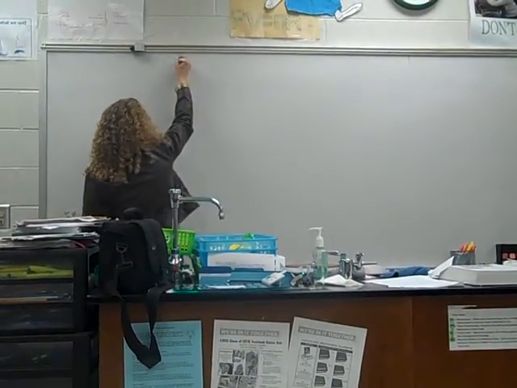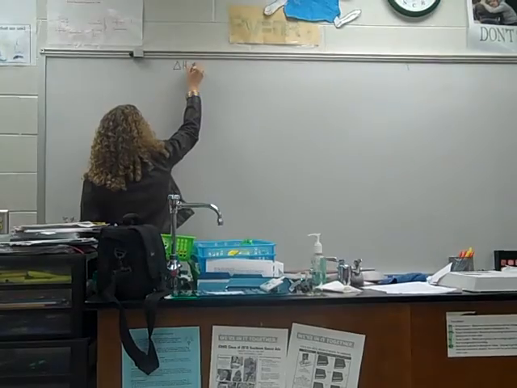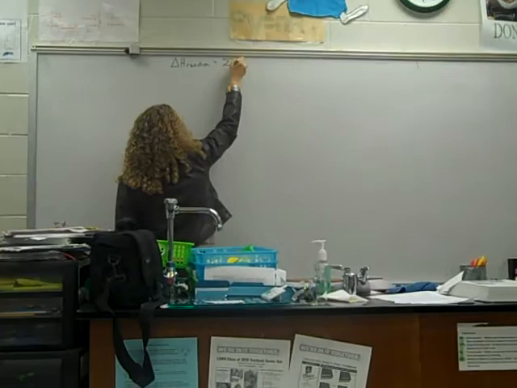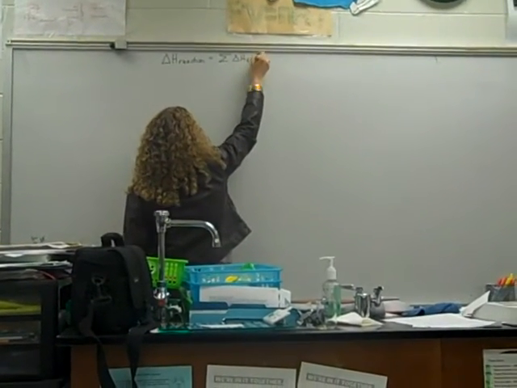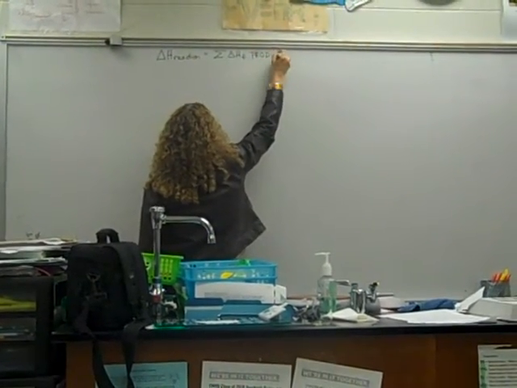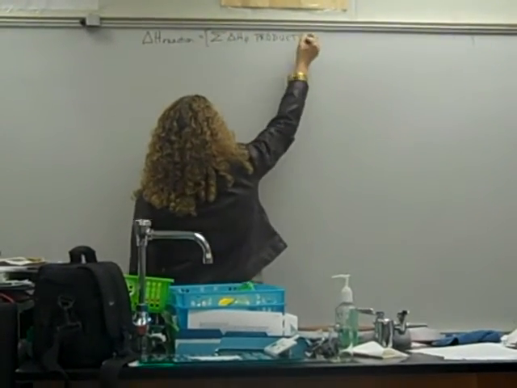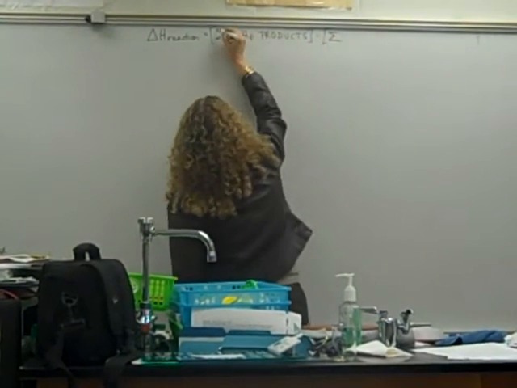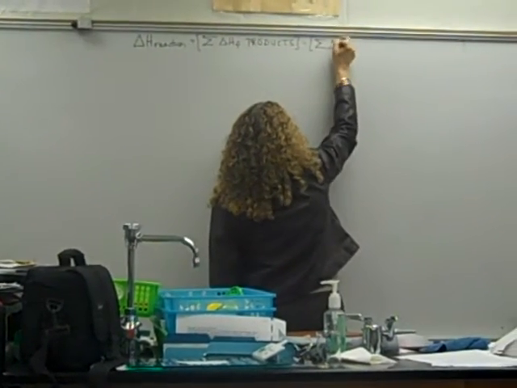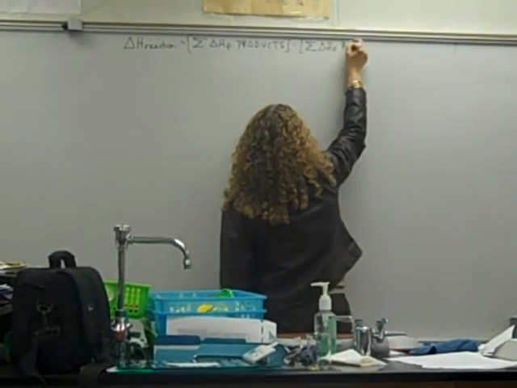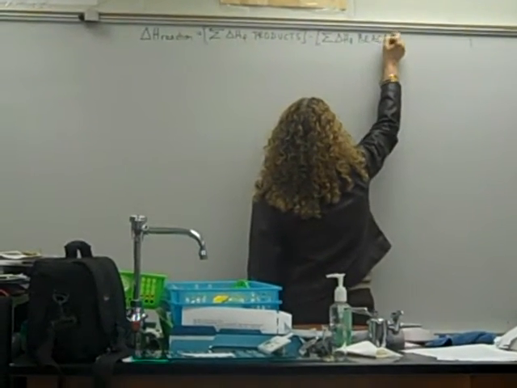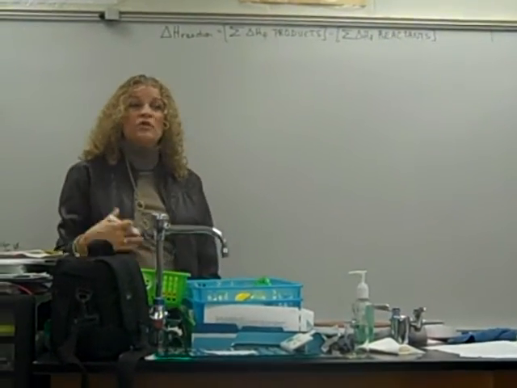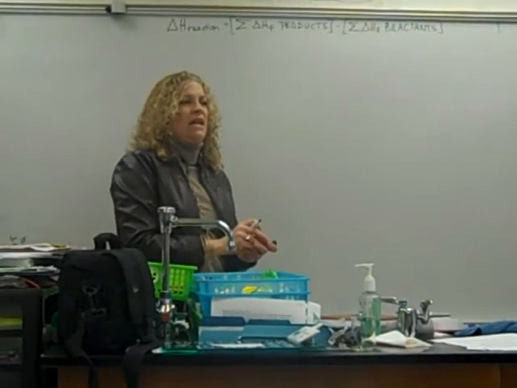The formula is very easy. The heat of any reaction is equal to the sum of the heat of formation of your products minus the sum of the heat of formation for your reactants. So in this one, it's products minus reactants. And hopefully as we do this, this will ring a bell. You did do this a lot in Chem 1.